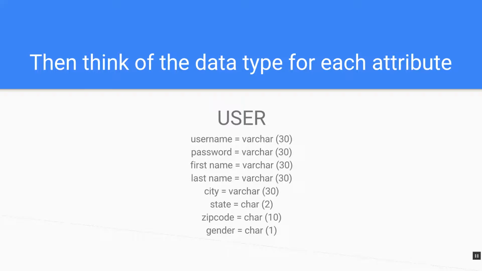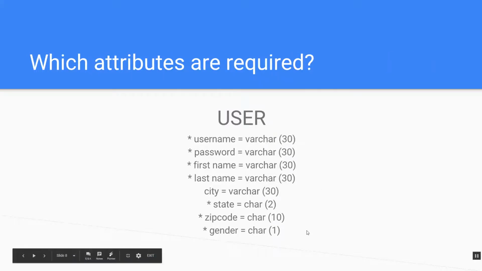And then same thing with gender. I'm going to have some options for them to choose from, and then that character will be represented with 1 character, which is the smallest that I can do, right? Okay. All right, next. What attributes are required?